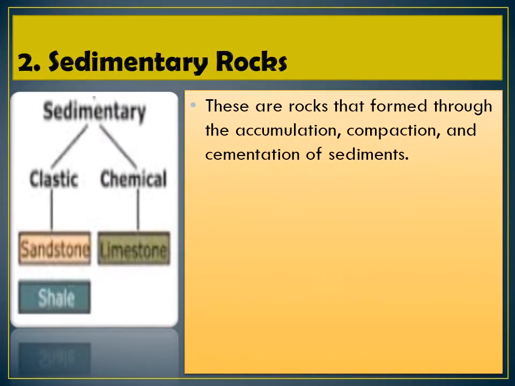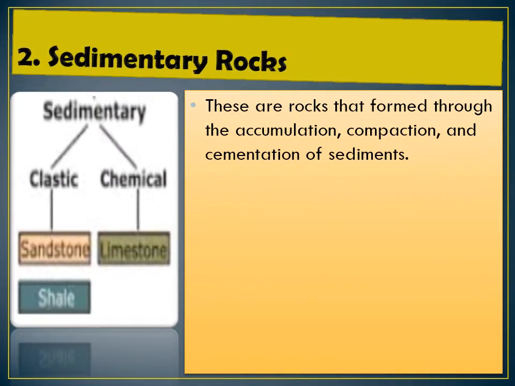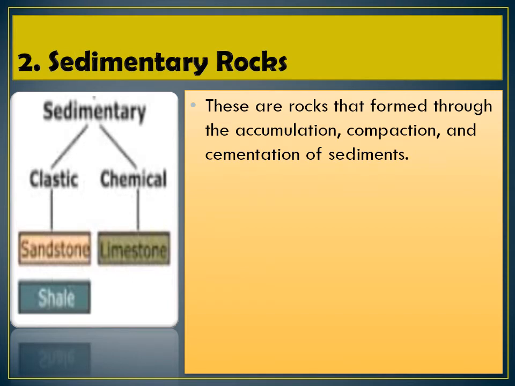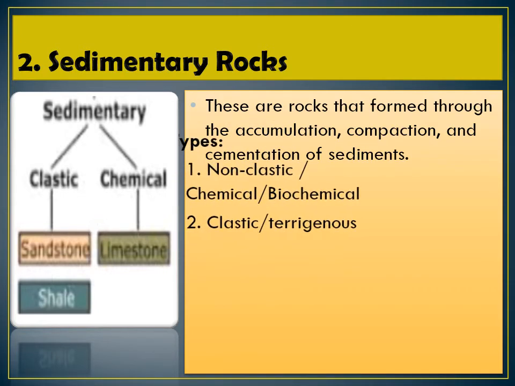The second type of rocks are classified under sedimentary rocks. They are rocks that are formed through the accumulation, compaction, and cementation of sediments. They generally form at surface or near-surface conditions. Sedimentary processes at or near the surface of the earth include weathering of rocks, sediment transport and deposition, compaction, and cementation. Sedimentary rocks are classified into two.